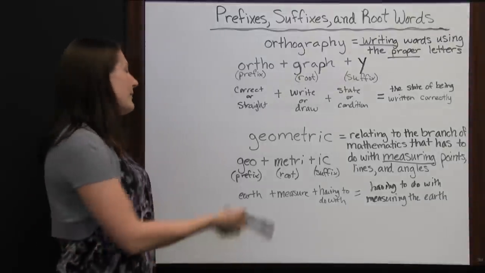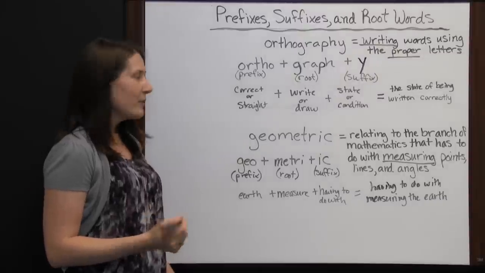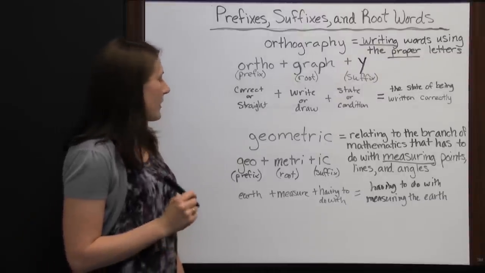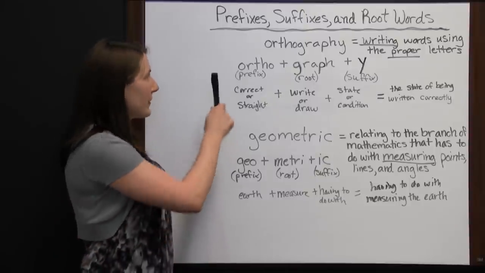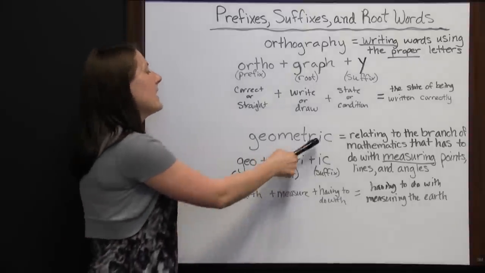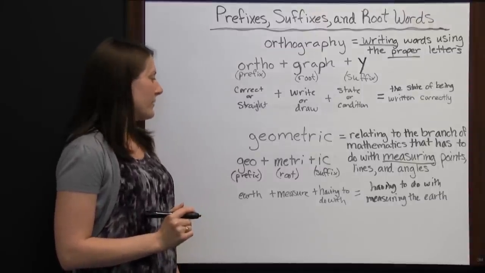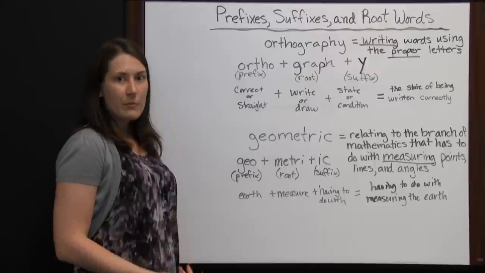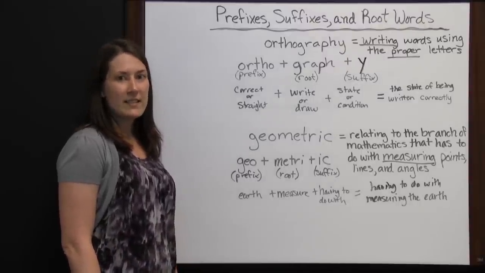You would be able to tell from the root word measure that geometric is going to have something to do with measuring. So if you ever come across a word that you don't know, first try to figure out what the prefix is, the root word is, and the suffix is, so that you can maybe get an idea of what the word means. You can see how important prefixes, suffixes, and root words are to understanding what a word means.